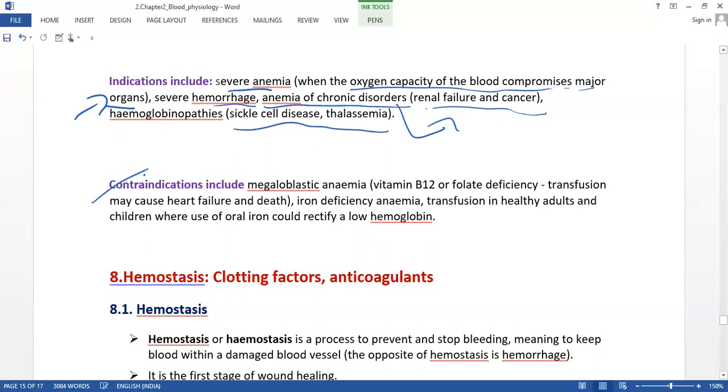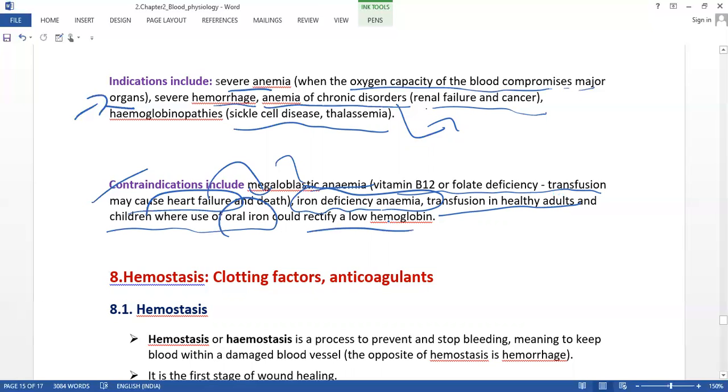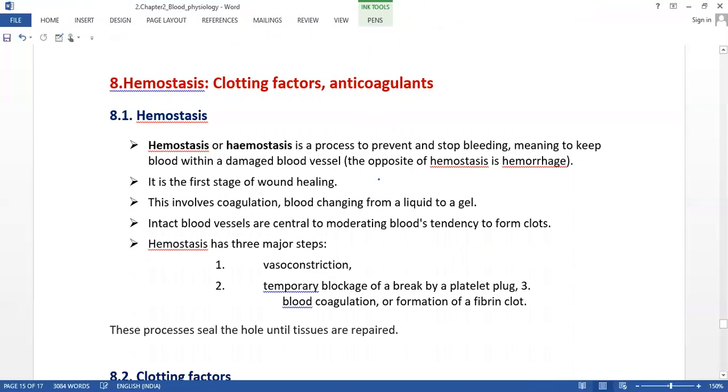The contraindications include megaloblastic anemia, that is vitamin B12 or folate deficiency, where transfusion may cause heart failure and sometimes death. Another major one is iron deficiency anemia, and transfusion in healthy adults and children, where oral iron is used instead, even when hemoglobin is very low. And the next concept is hemostasis, that is clotting factors and anticoagulant factors.